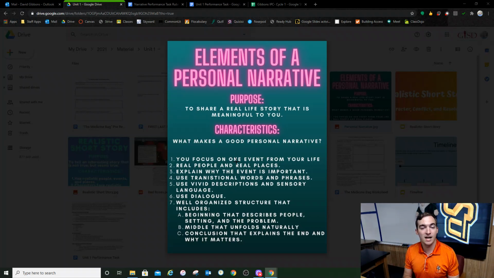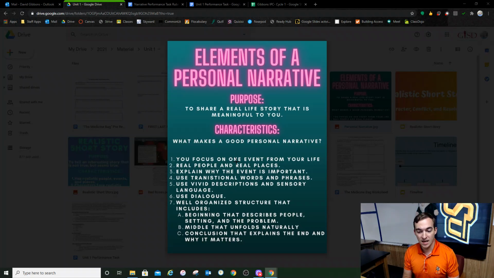Number 6, you need to have dialogue. Dialogue is when characters interact with each other. They speak to each other. In real life, we have dialogue all the time. You hardly ever go one single day without somebody speaking to you or you speaking to somebody else. So your personal narrative, since it's a real life event, needs to have dialogue. You need to be communicating with other people, or other people in your story need to be communicating with each other.